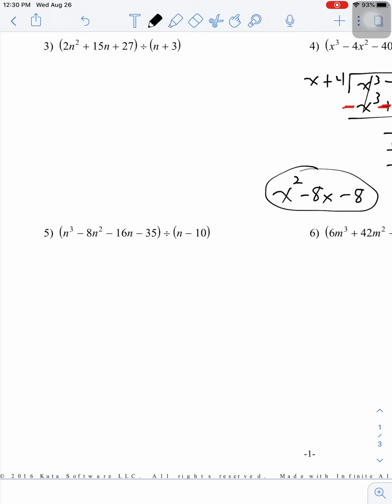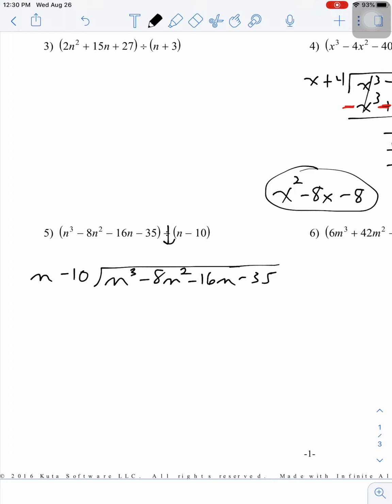And then I can begin dividing. So I have my n minus 10, and then my n cubed, minus 8n squared, minus 16n, minus 35, and then you can begin that process of dividing.